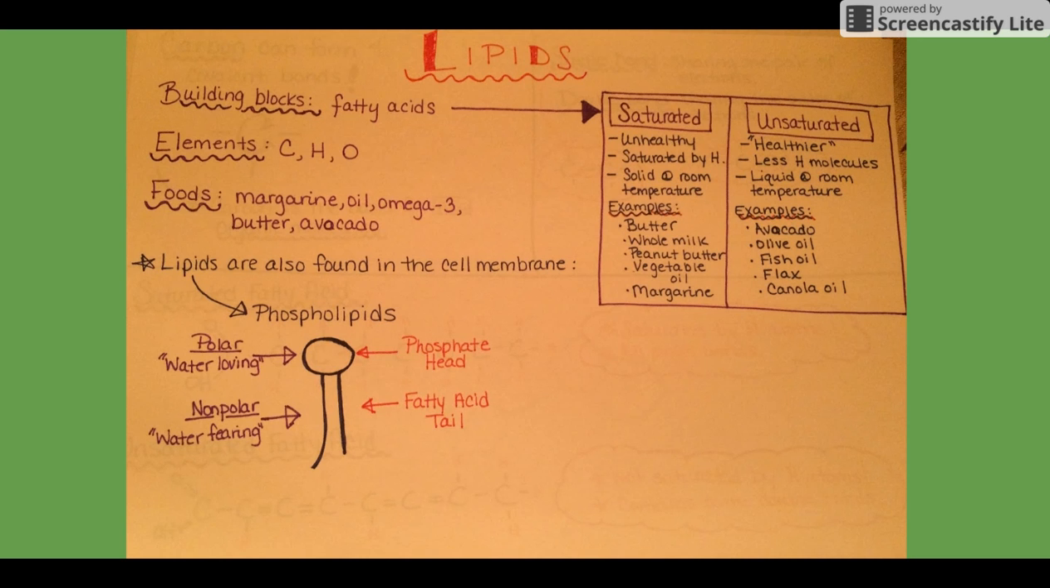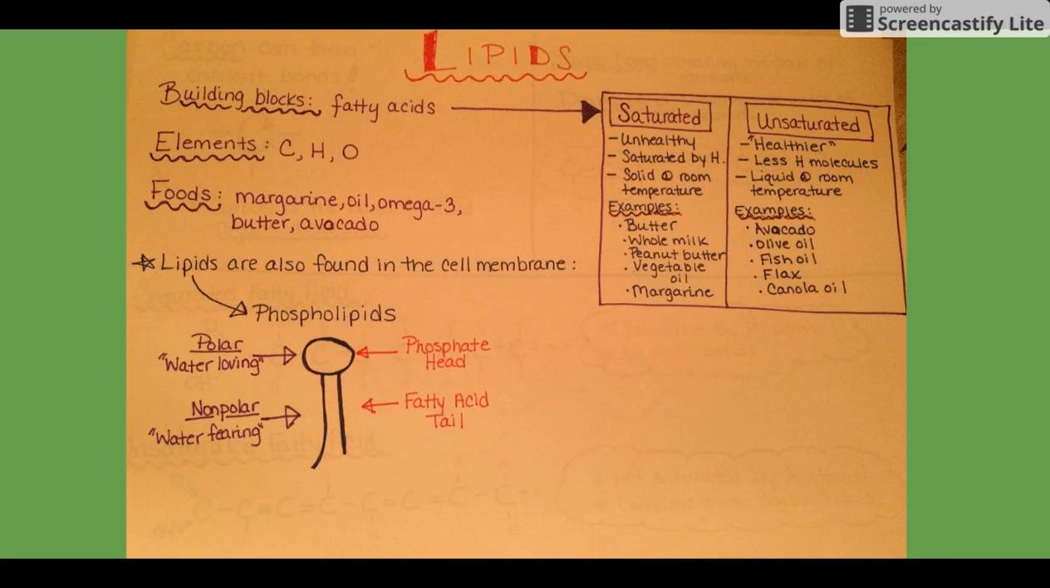And some examples of these are butter, whole milk, peanut butter, vegetable oil, and margarine. And then the healthier of the two is the unsaturated, which is less hydrogen molecules, and they're more likely liquids at room temperature. And these tend to be things that are in avocado, olive oil, fish oil, flax, and canola oil.